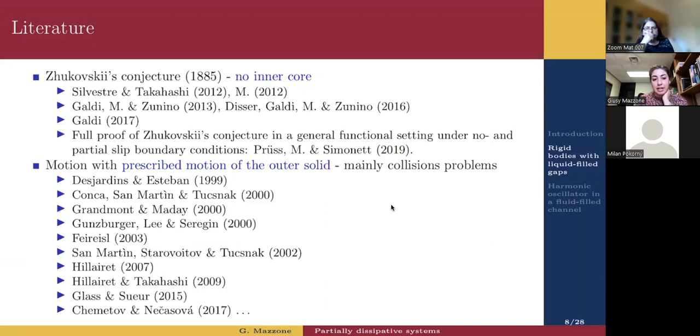Now, what happens when there is an inner core, or even more than one solid within the fluid? This is very, very well studied when the outer solid is prescribed, because the main and most interesting problem here is the problem of collision between several rigid bodies within the liquid, or one rigid body and the container and the outer boundary.